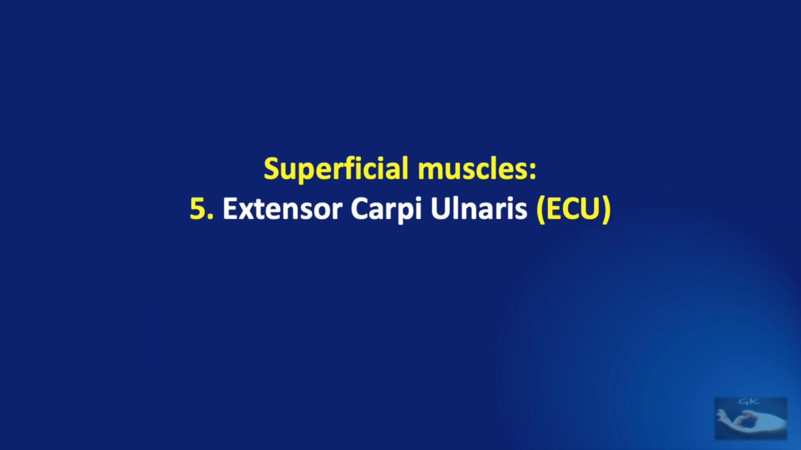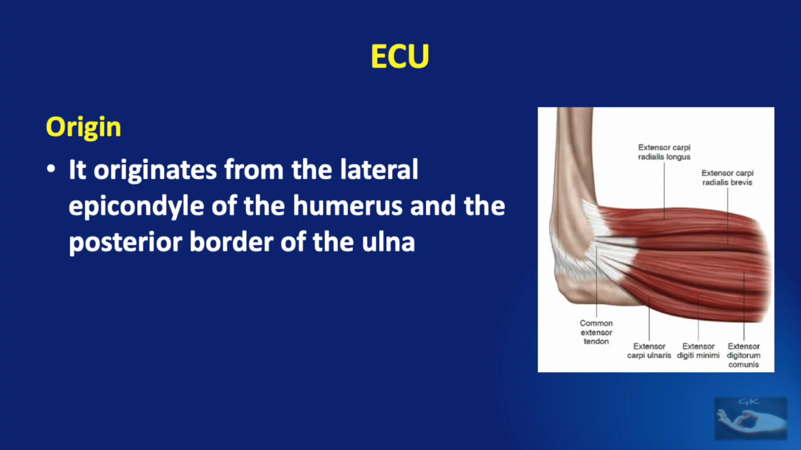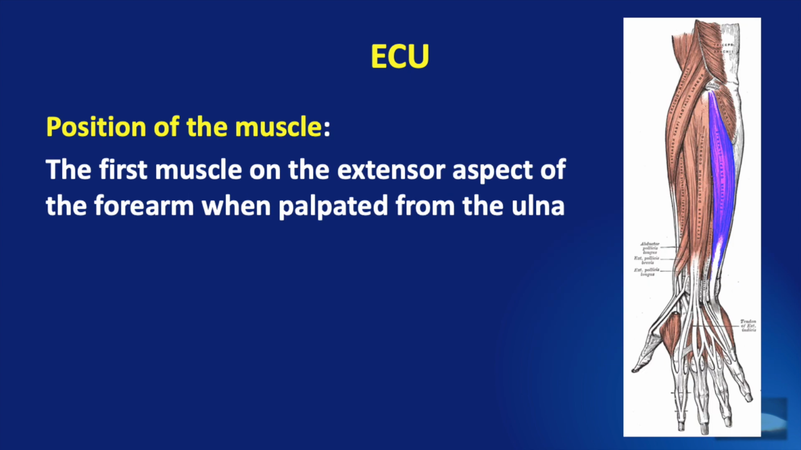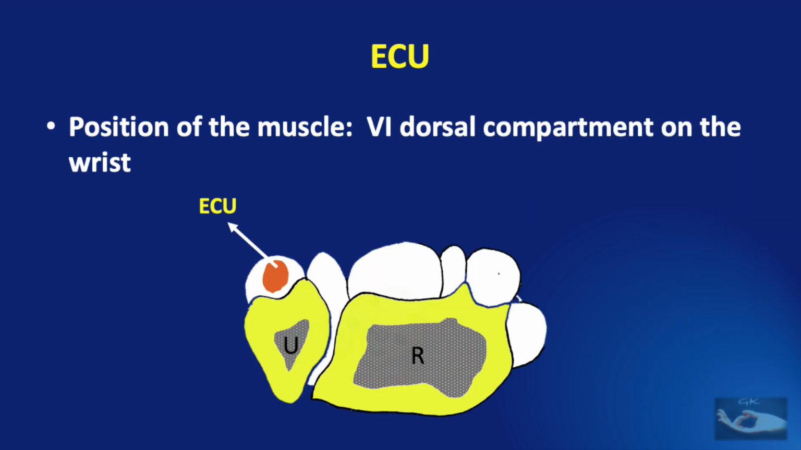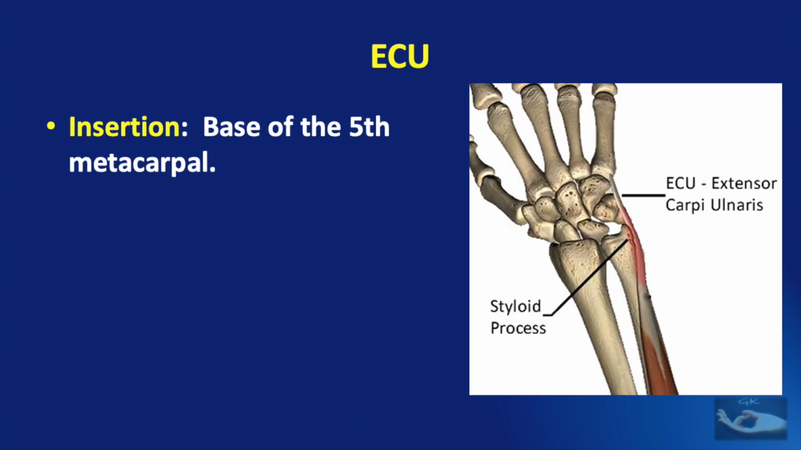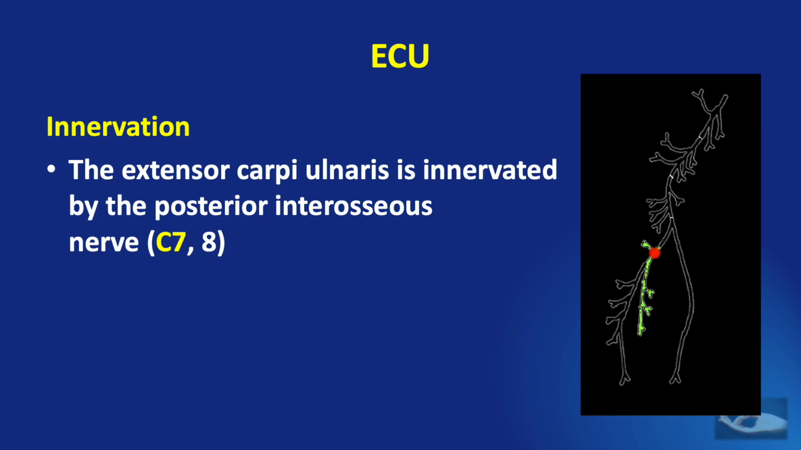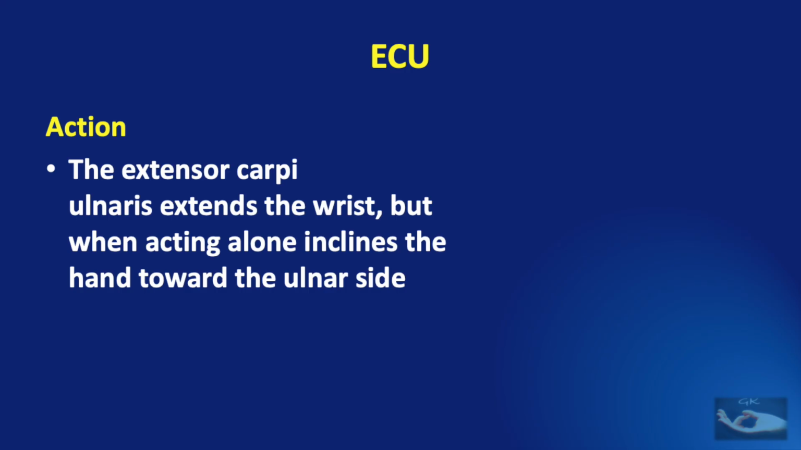The extensor carpi ulnaris, or the ECU, also originates from the lateral epicondyle of the humerus and also a small portion on the posterior border of the ulna. It is the first muscle on the extensor aspect of the forearm when palpated from the ulna. It crosses the wrist through the sixth dorsal compartment, and it is inserted on the base of the fifth metacarpal. It is innervated by a branch from the posterior interosseous nerve with a root value of C7, C8. The extensor carpi ulnaris extends the wrist, but when acting alone, it inclines the hand towards the ulnar side.